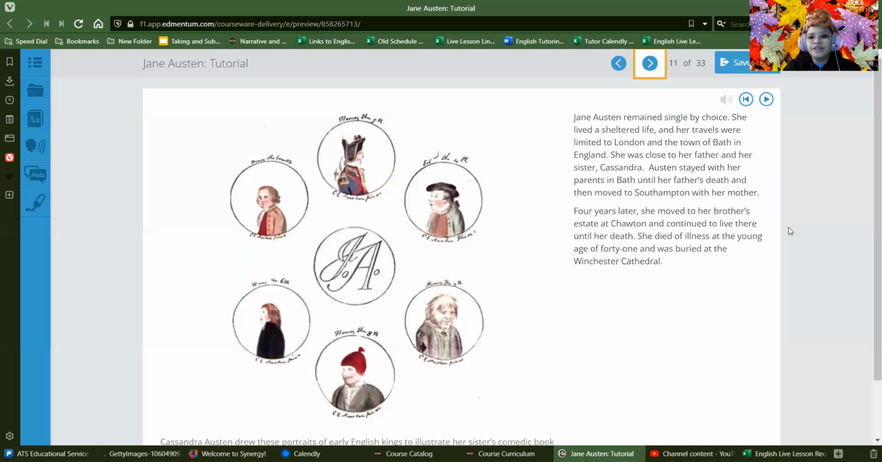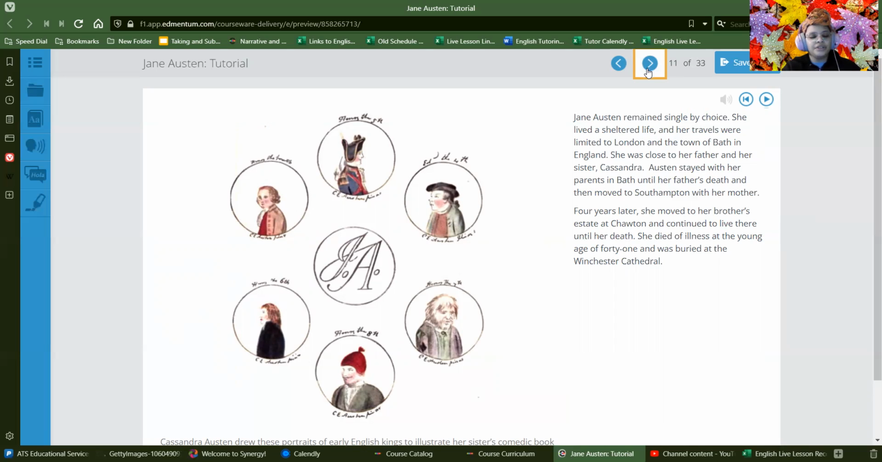It says here on slide 11, she remained single by choice, and she lived with her father and then moved to Southampton with her mother after he died. And then later on, she moved into her brother's estate and lived there until her death. So these details are important because we've learned a lot about the time period in which she lived. So just knowing, in this landed gentry environment, where did she end up? So that's the explanation.